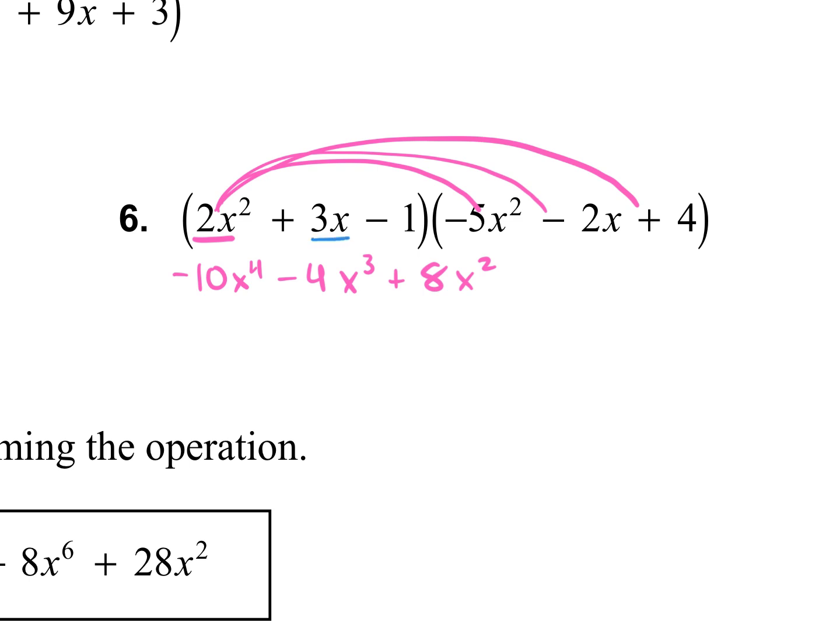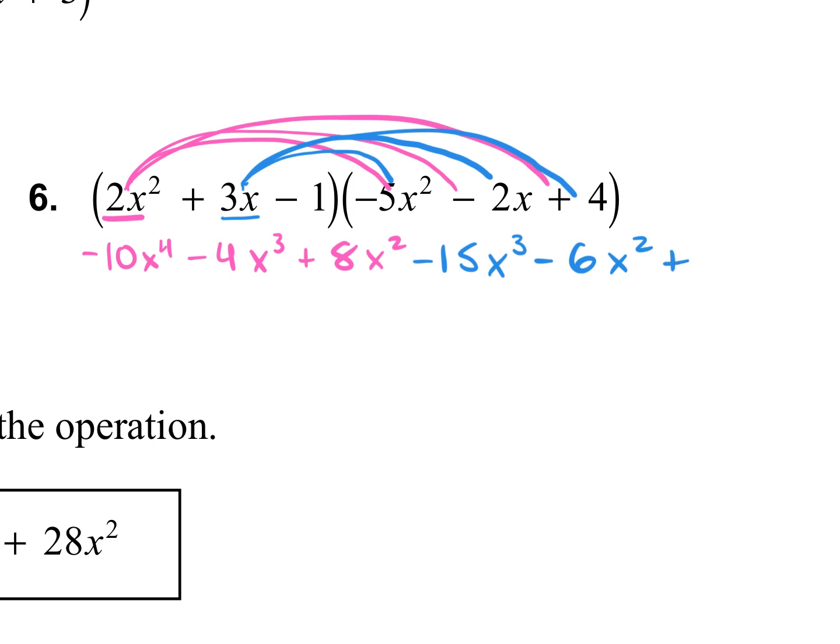Next, let's move on to 3x. What's 3x times 5x squared? Negative 15x to the 3rd power. Be super careful with your exponents, because if you accidentally said squared here and you miss the x, you're going to end up combining it with the wrong like term, and it'll throw off your answer. So just be careful in multiplying these together. 3x times negative 2x. Negative 6x squared. And 3x times 4, 12x.